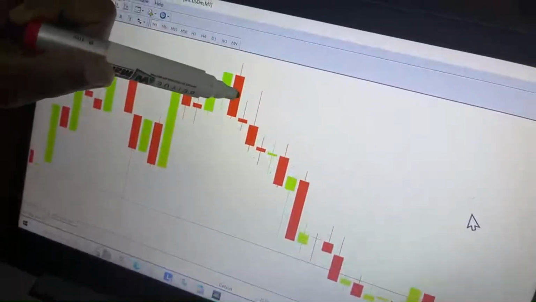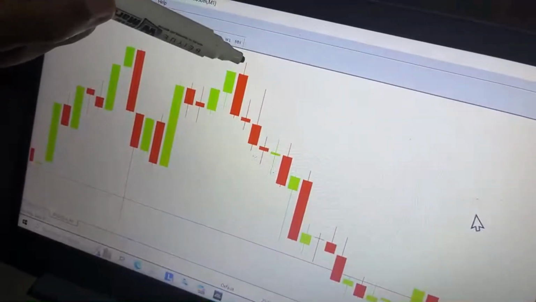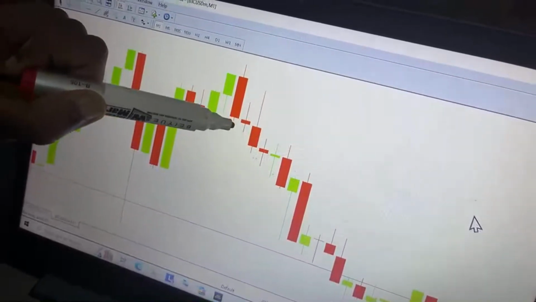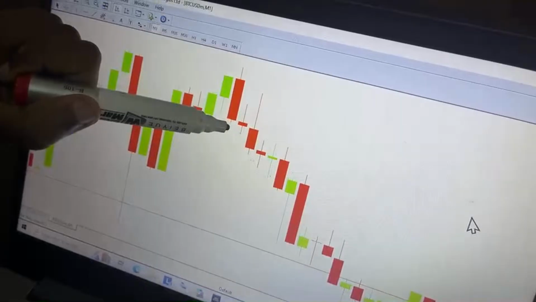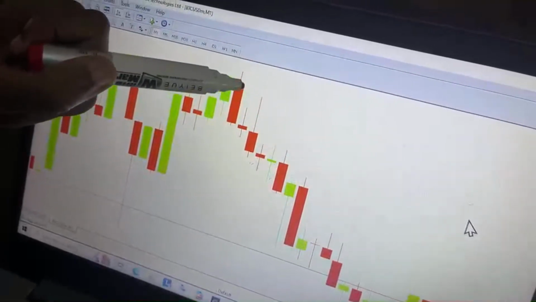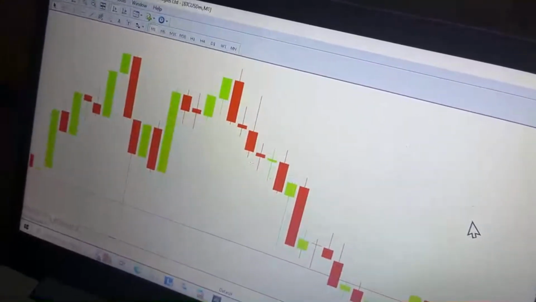If we move to this particular red candle, pay attention here, please. This is the high. You are seeing this tail, the wick, and you are also seeing another tail, the wick at the bottom. So this wick is the lowest price. This is the highest price. The body here is the open, and this is the closing of this particular candle.